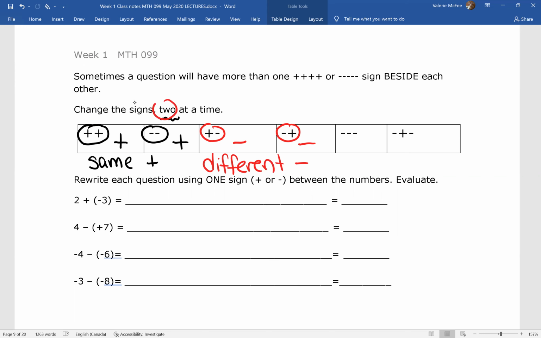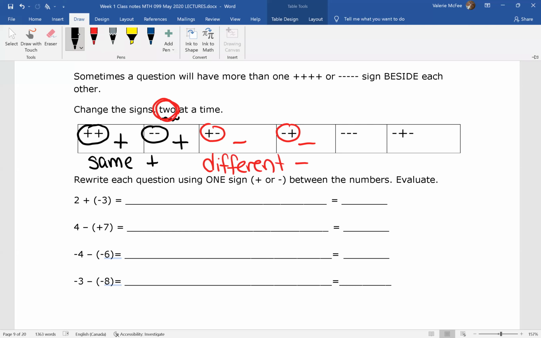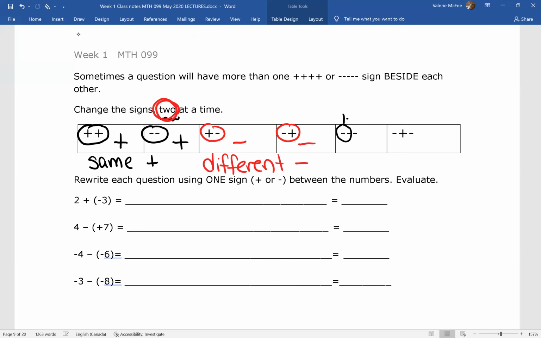Now, I said we're going to look at 2 signs at a time. So these 2 minus signs become a plus. And then we have a plus minus. That's a minus sign. These 2 are different. It's a minus sign. Then I have two minus signs. It becomes a plus sign. So we only want one sign between the numbers.